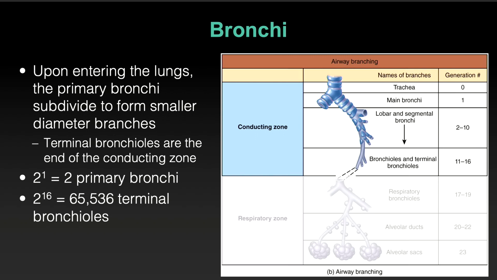And this is best case scenario. Some of them divide into 3. 2 to the power of 16 means 65,000 terminal bronchioles. And at this point, we're only halfway into the lung. This is the end of the conducting zone only. I wonder how many alveolar sacs there are going to be at generation number 23.